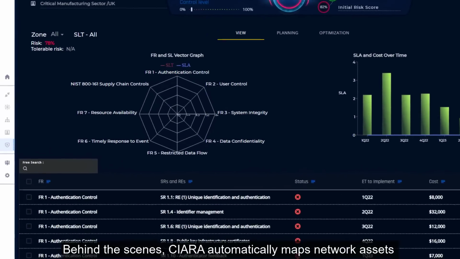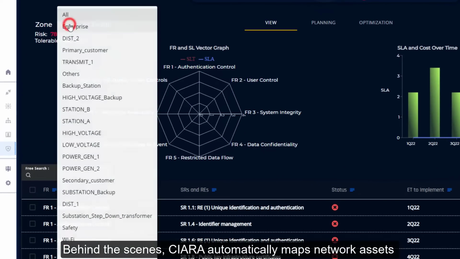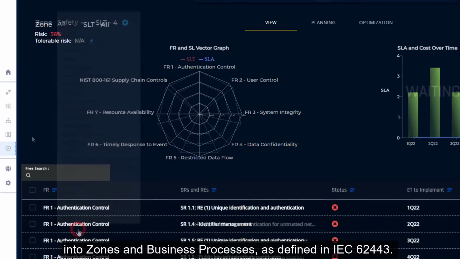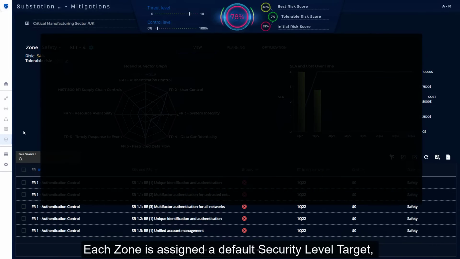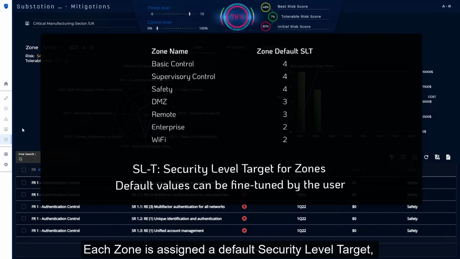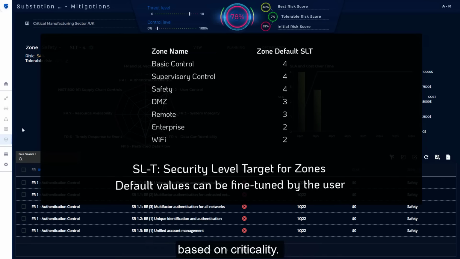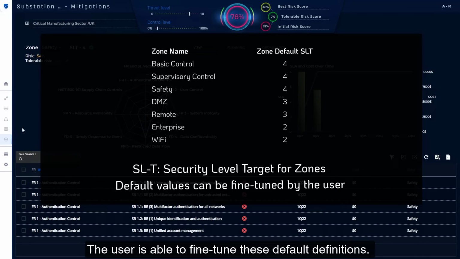Behind the scenes, CIARA automatically maps network assets into zones and business processes, as defined in IEC 62443. Each zone is assigned a default security level target based on criticality. The user is able to fine-tune these default definitions.